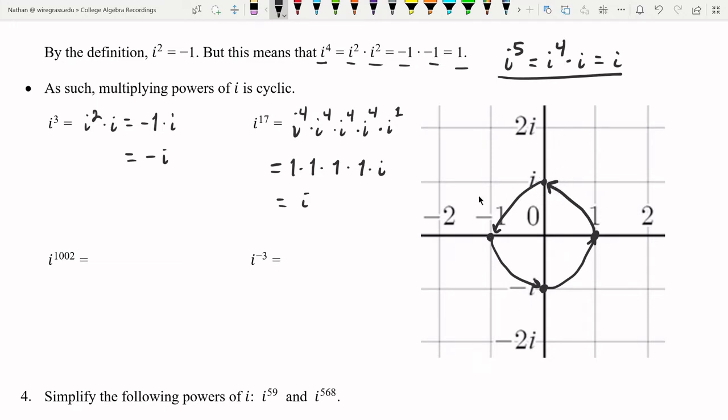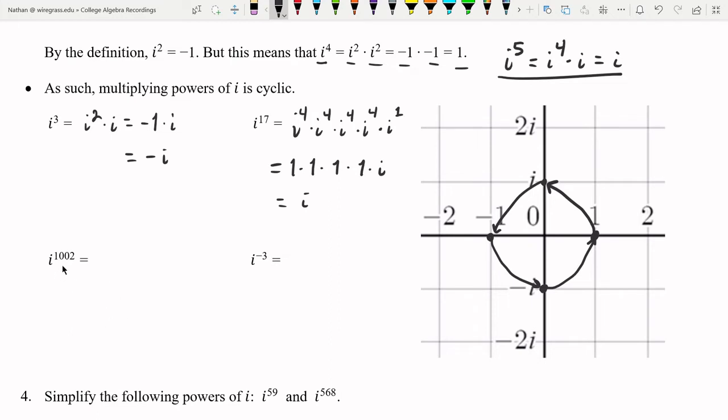We went around 4 times. 3, 4, and then we were right here, and we moved over 1 more. That's the idea that I want you to get here. Now, to do very large powers of this, all we have to do is do a division by 4.